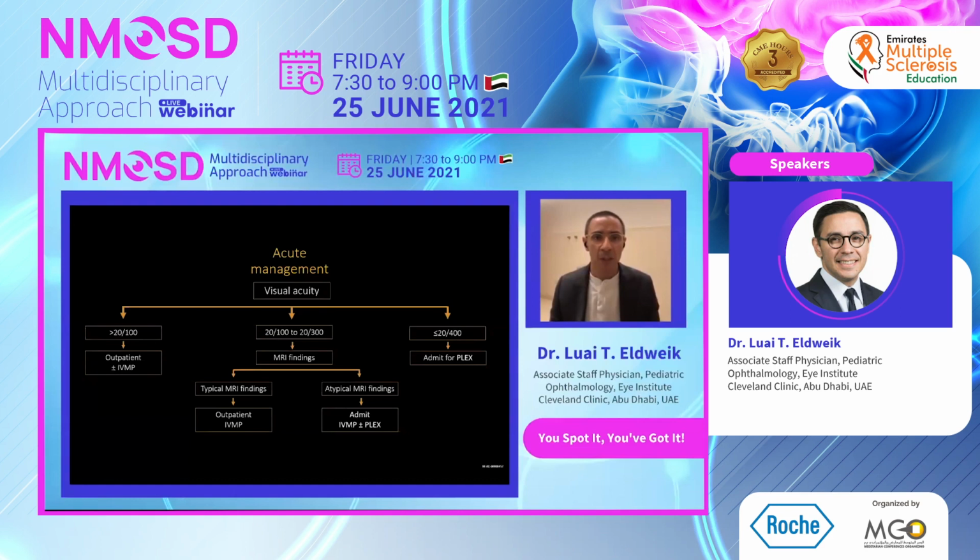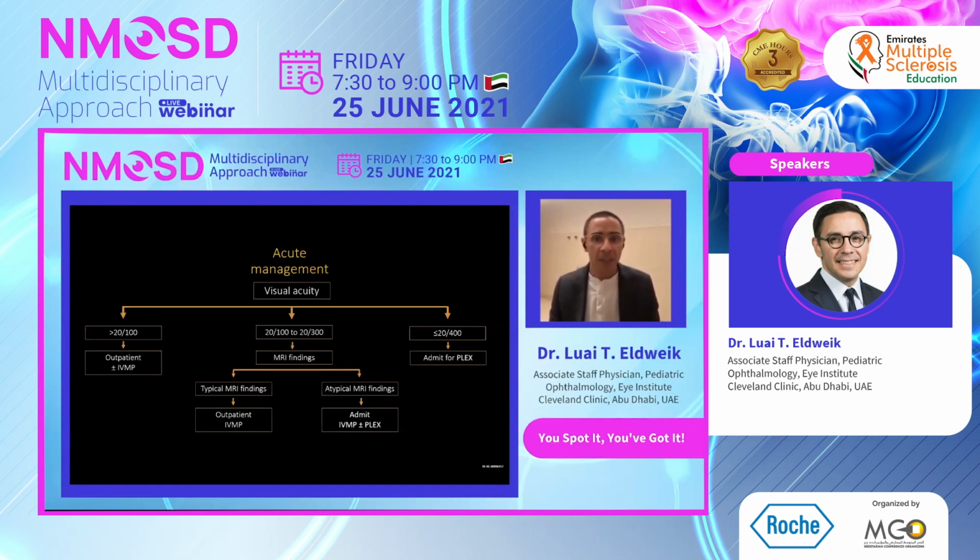You don't need to do anything for these patients because the Optic Neuritis Treatment Trial has taught us, for patients with typical optic neuritis, that the treatment is only to speed up recovery. But again, this is when the vision is 20/100 or better. When I have a patient with 20/100 to 20/300, this is when I rely more on the MRI and start to look for the atypical findings.